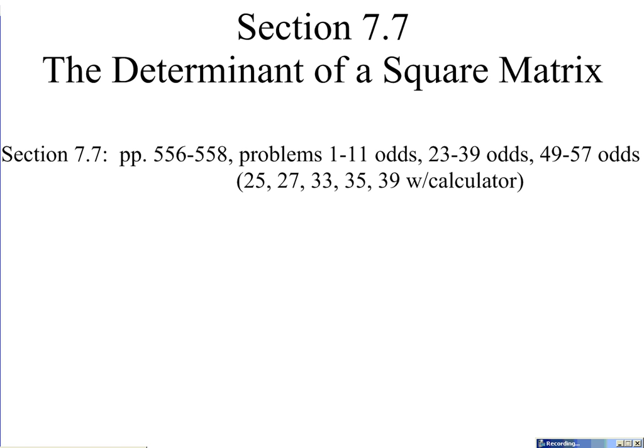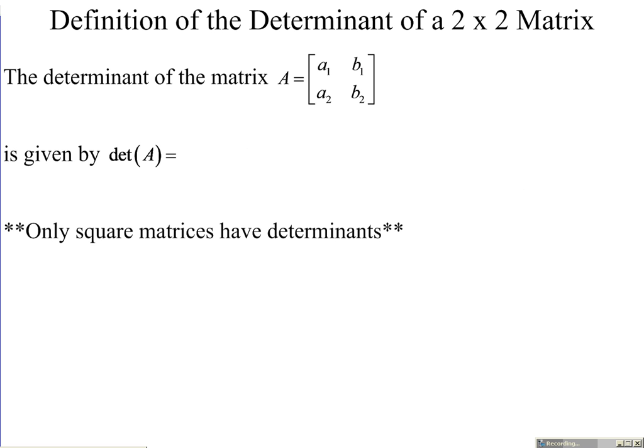Section 7.7, the determinant of a square matrix. The determinant of matrix A, which is given by those four entries, A1, B1, A2, B2, is written DET of A. That's the abbreviation you will see on the calculator, read as determinant of A. That's one way that you can express that.